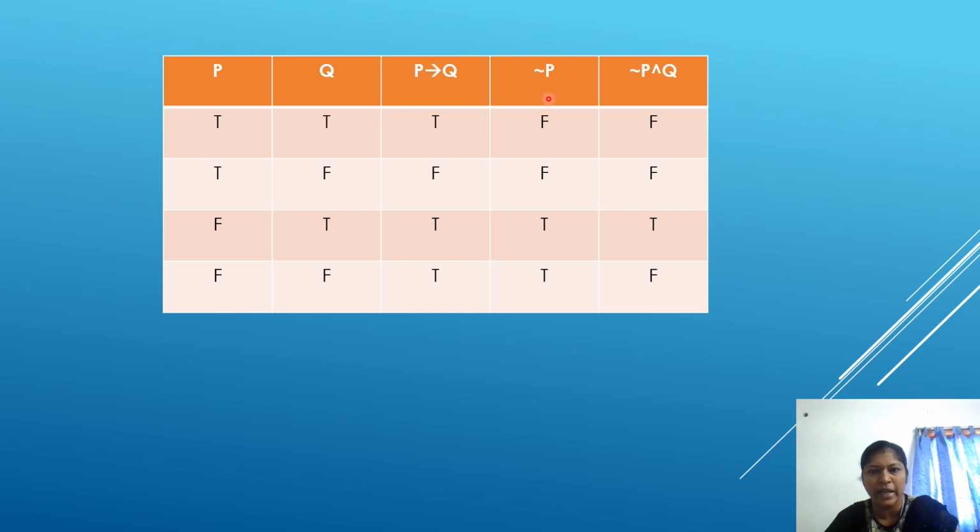The relation between negation P and Q. Negation P and Q means the and symbol, that is the conjunction, comes in, and the rule is that both statements should be true, then the result will be true. That is, here it is true, and also here the Q statement is true, then the result will be true. The remaining statements are all false.